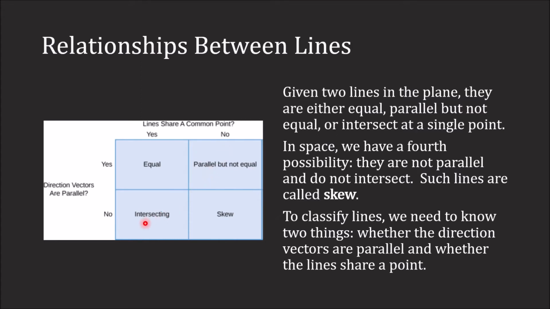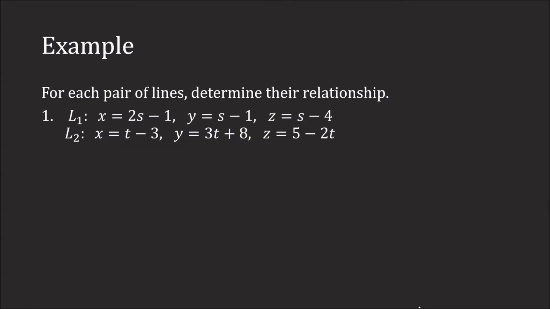If the direction vectors are not parallel, but they do share a common point, then the lines will intersect. Specifically, they'll intersect at the common point. And if the direction vectors are not parallel, and the lines do not share a common point, then the lines are skew. They are neither parallel nor do they intersect. So for each pair of lines, we will determine their relation. So we start off with these 2 lines.